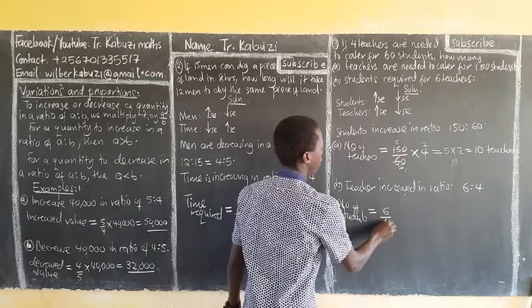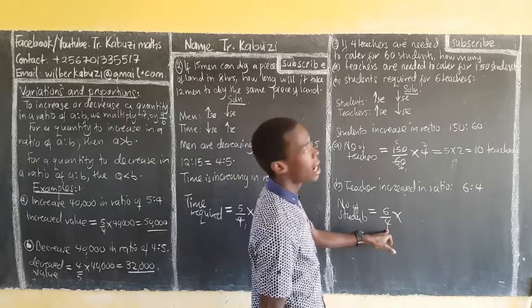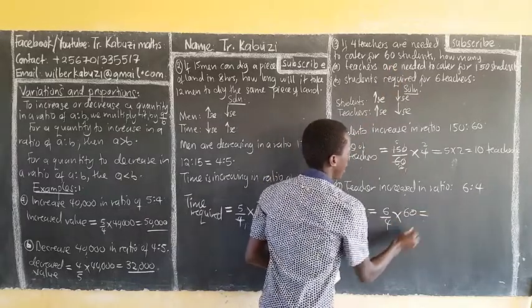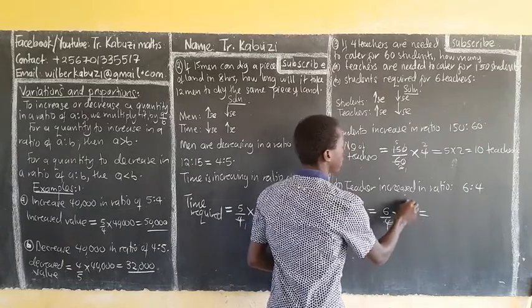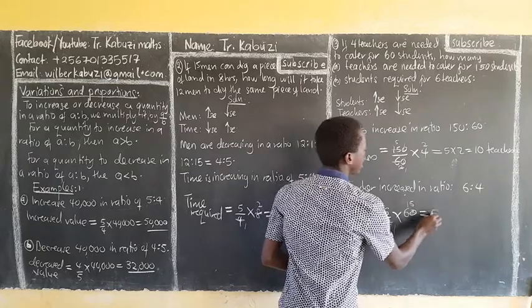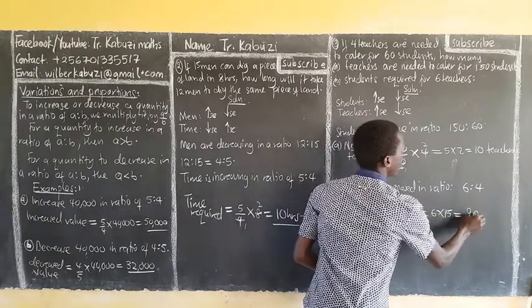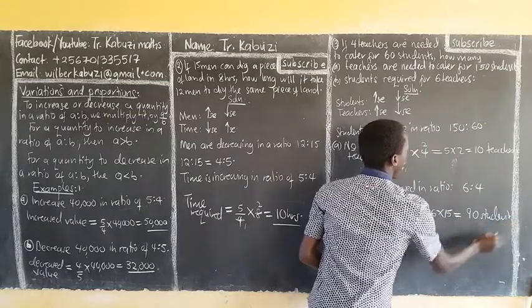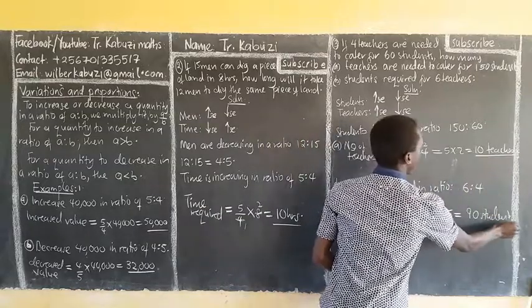now 6 over 4. Now times 4 teachers, we are catering for 60 students. So times 60. And this will be by this one. You see 4 goes here, 15 times. So we have 6 times 15, which will give us 90 students. As simple as that. So members, that's how we handle all those numbers.